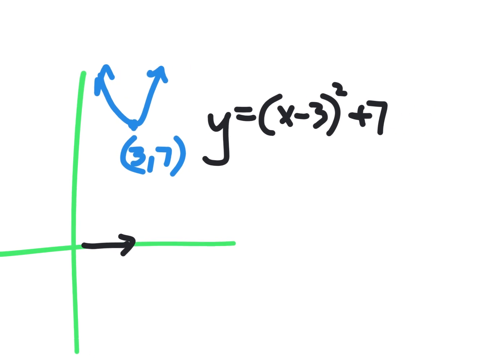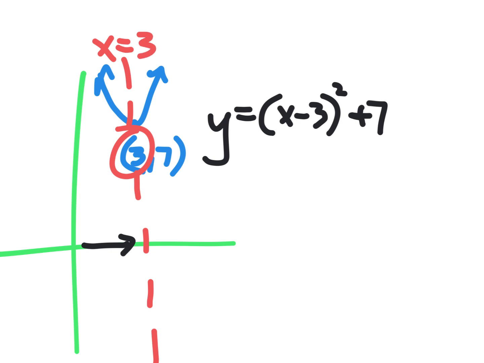I could also tell you the axis of symmetry from knowing just the vertex. What's the axis of symmetry? It's x equals 3. The axis of symmetry is the x of the vertex.